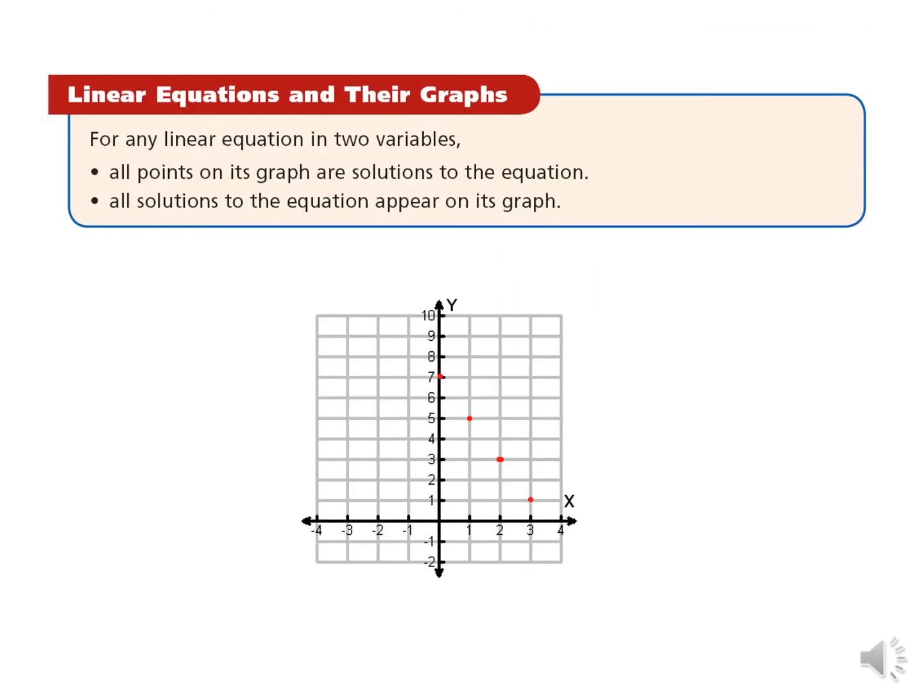Okay, so linear equations and their graphs. For any linear equation in two variables, all the points on the graph are solutions. So that means this point is a solution, and this point is a solution, and this point is a solution, and if I keep my graph going up, this point is a solution. All the solutions to the equation appear on its graph. The arrows mean the graph keeps going on. So there are solutions way up here and way down here. That's what we put the arrows on for.